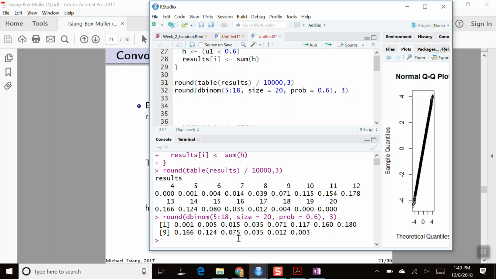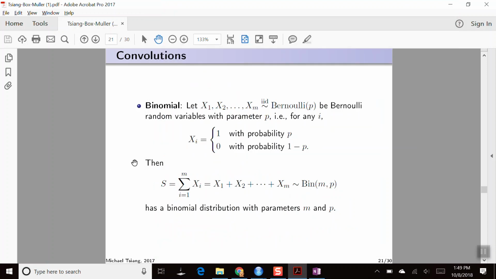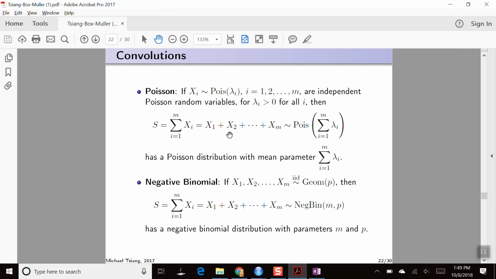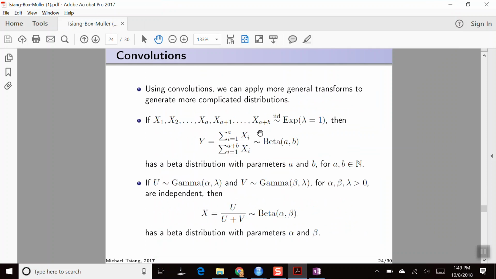So this is the convolution method, where you're just using the definition of the distribution as a sum of a bunch of random variables. Binomial would be the sum of Bernoullis, Poisson would be the sum of different Poisson variables, and chi-squared distributions the sum of chi-squared variables, and so on and so forth.